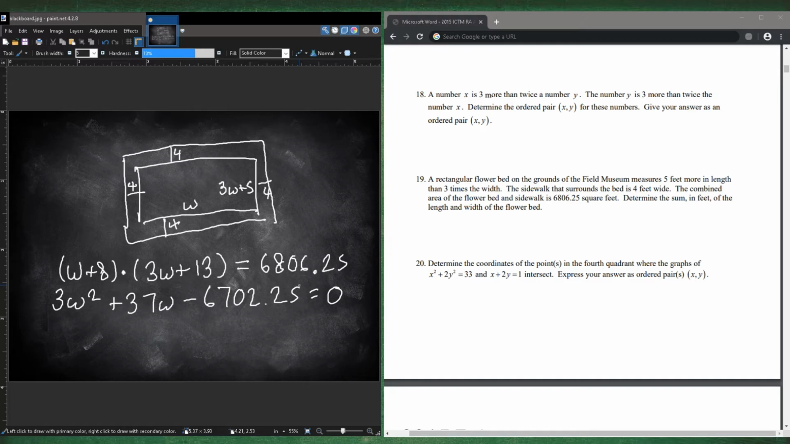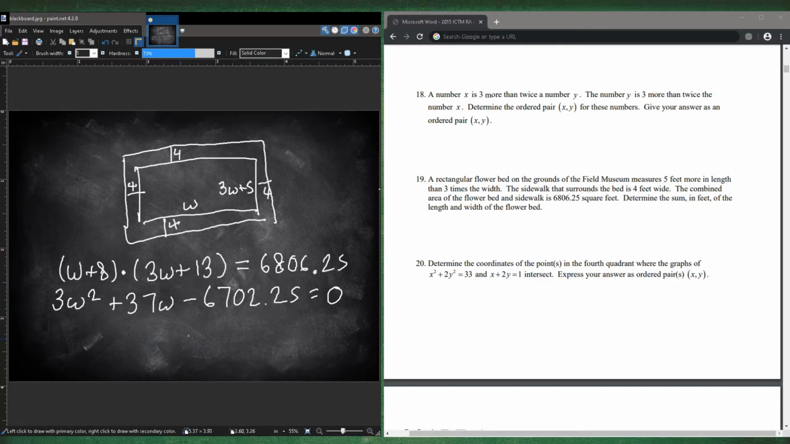Okay, so we could use negative b plus or minus over 2a, or you just use your calculator and find out what the roots are. You could graph it. There's multiple ways to do it. So just find what W is. So plug it into your calculator to find the roots. We could get 3W squared plus 37W minus 6702.25.